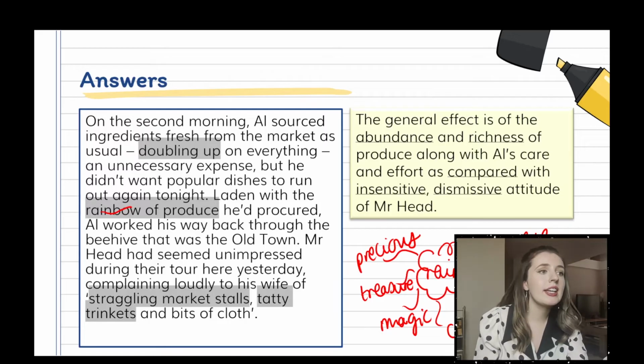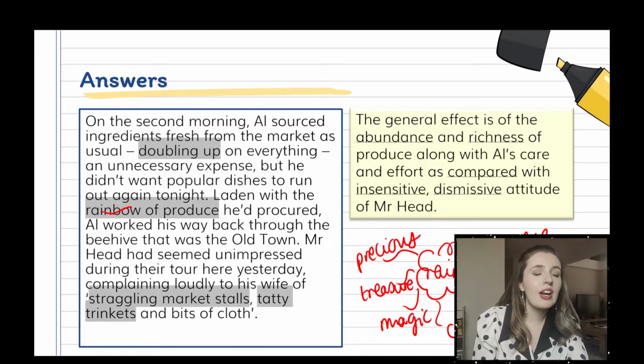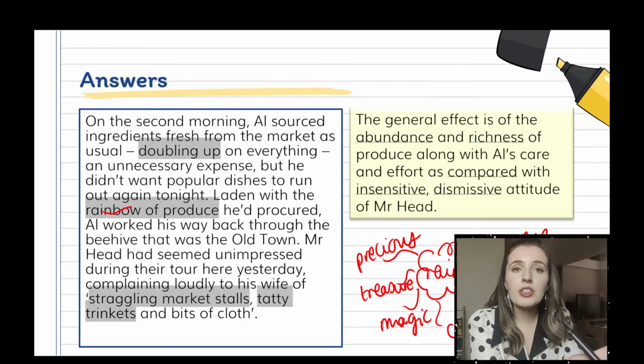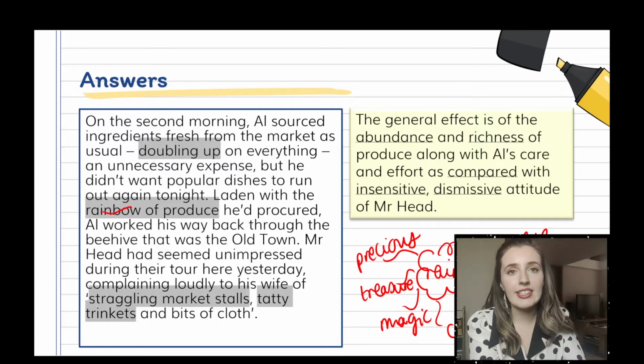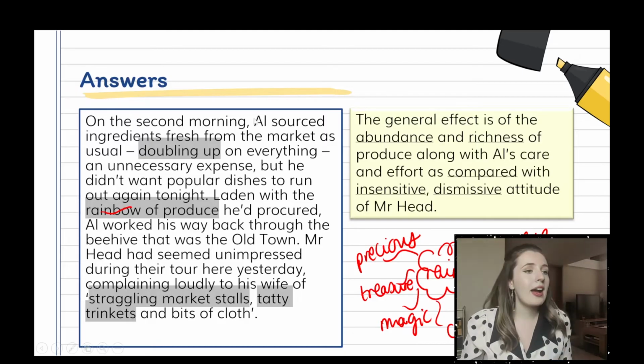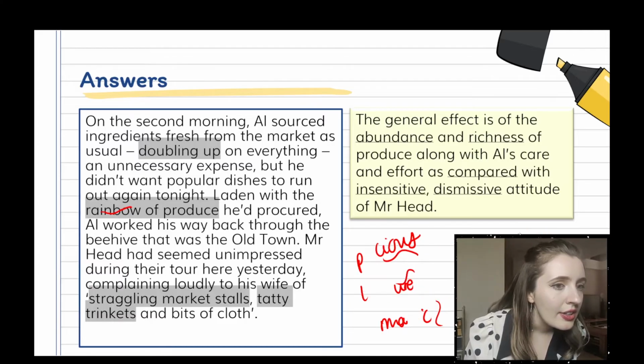So maybe I would say the writer uses the image rainbow of produce. The word rainbow has got connotations of something being magical, colourful, natural, beautiful, rare, and something that you should treasure, which suggests that the writer is trying to show us how wonderful the area is, in order to contrast this wonderful special area with how dismissive Mr. Head is being, and that might be what I would say there. And then I might talk about Mr. Head. Let me just erase what I've written so far so that I can do it for a different quote.